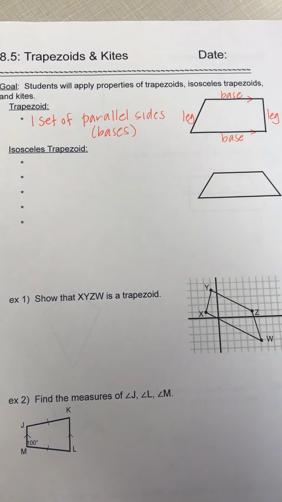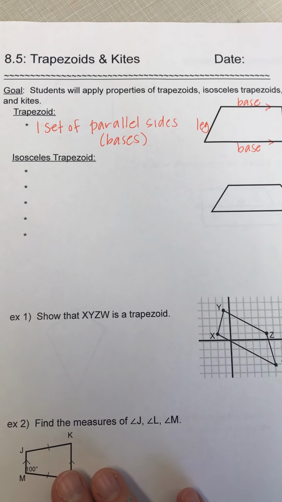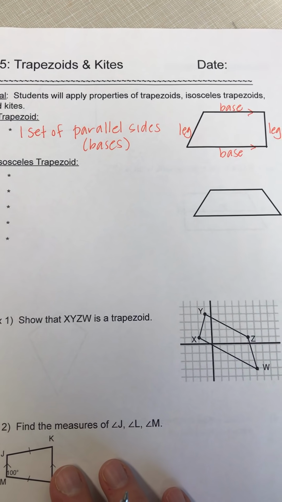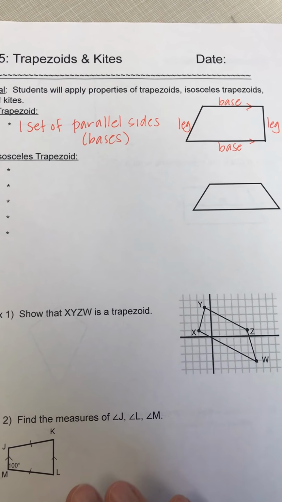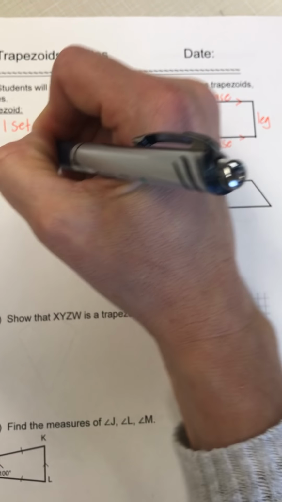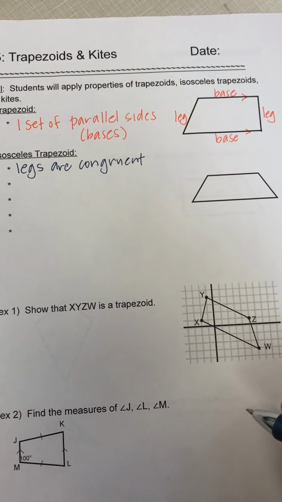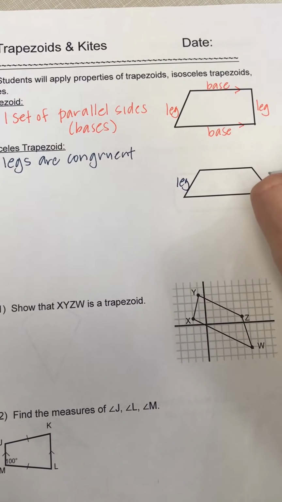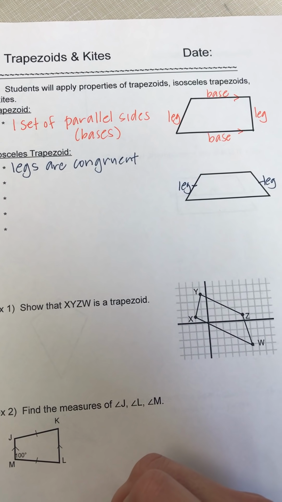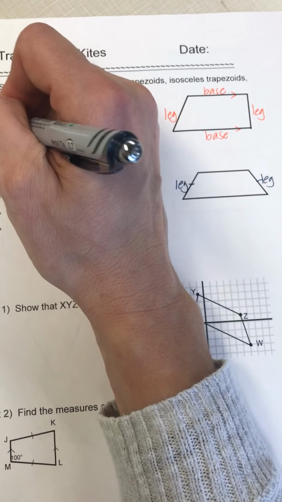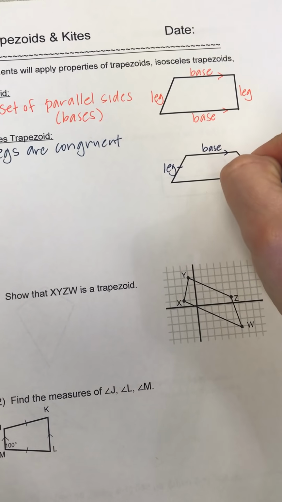But then we can also have an isosceles trapezoid. Now an isosceles trapezoid, just like an isosceles triangle, has two equal sides. The legs are congruent. I said the bases, it's the legs that are congruent. So if I have a leg on each side, those are going to be equal in an isosceles trapezoid. They still have the one set of parallel sides though, so the bases are still parallel.